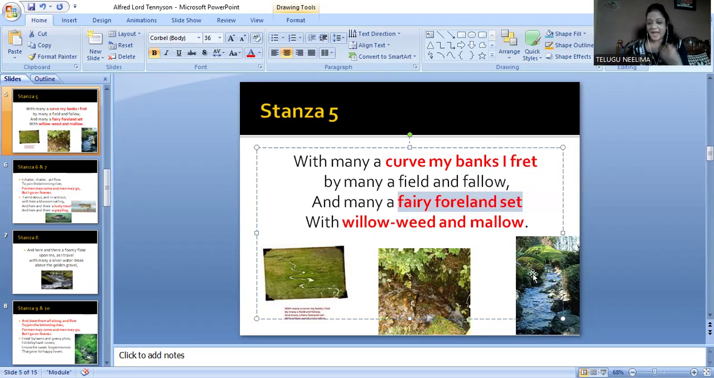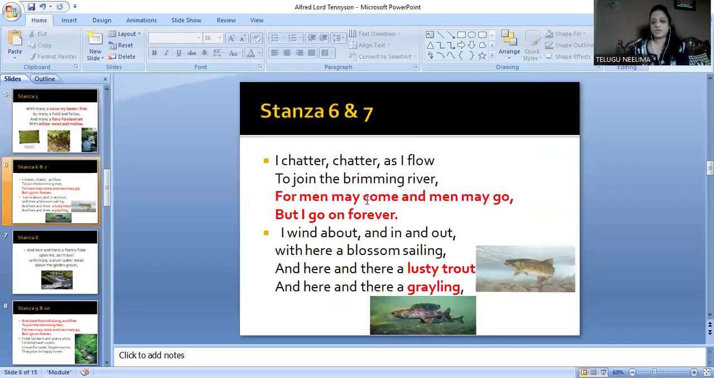So in stanza 5 also, the brook is trying to tell us that I will be contacting these banks or fields or lands, or fairy foreland set. Fairy foreland set is nothing but a place where there are a number of flowers and other interesting things with willow, weed, and mallow. So this is all about stanza 5. Moving on to stanzas 6 and 7, it's again one and the same.